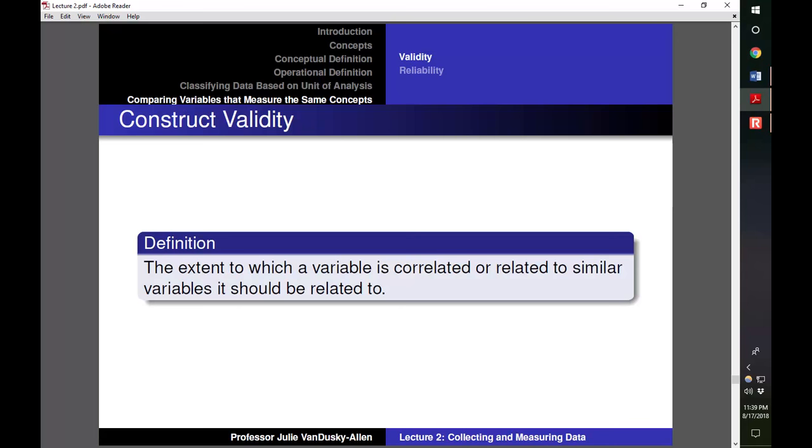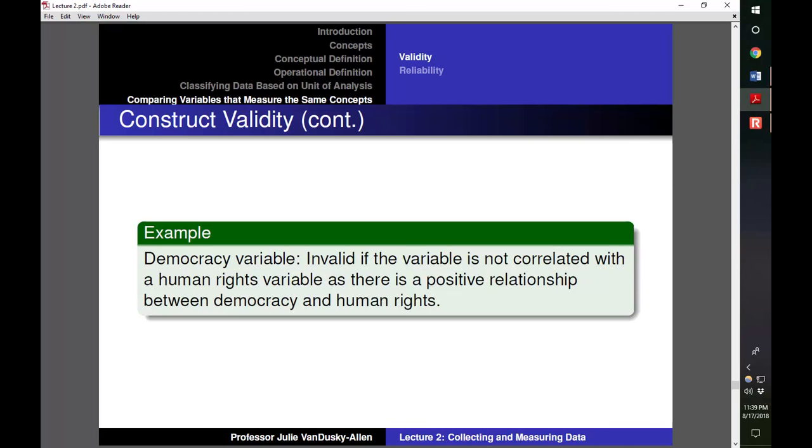Next, there is also construct validity. The construct validity test helps us determine if a variable is a valid measure of a concept. In a construct validity test, we determine whether our variable is correlated or related to similar variables it should be related to. We could compare our democracy variable to a human rights variable, as we know democracies are more likely to have good human rights practices than non-democracies are.